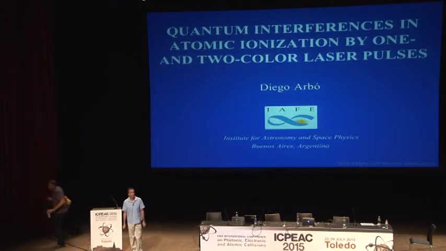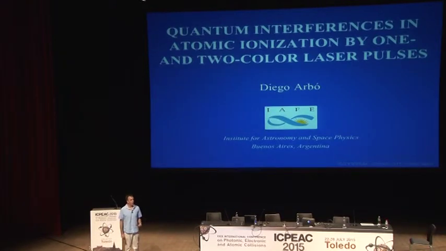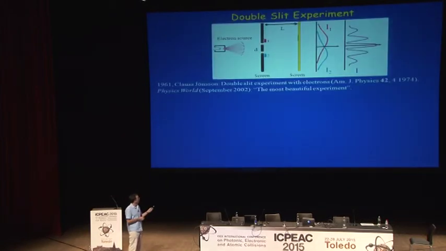And firstly, I would like to thank the scientific committee for having invited me to give this talk about quantum interferences in atomic ionization by 1 and 2 color laser pulses. Let me introduce this talk with the most relevant experiment that stresses the difference between quantum mechanics and classical mechanics. And this is the double-slit experiment.